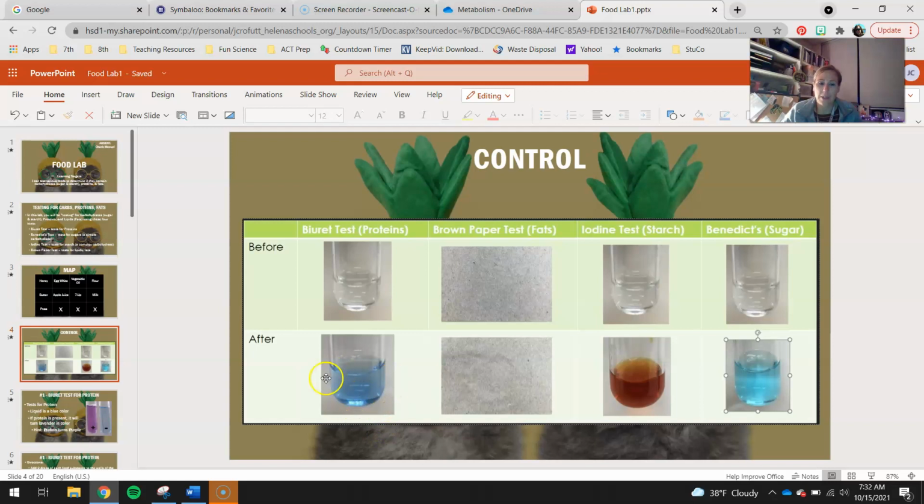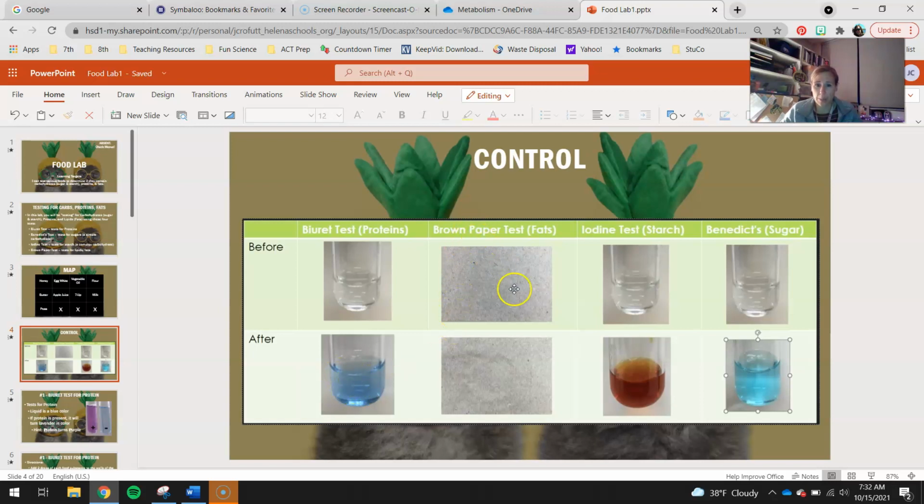And then we've added the Biuret solution in it, which again tests for proteins. Okay, the Biuret solution is naturally this kind of blue color. Notice what a negative test looks like. So if you do not have protein in your sample, it should look somewhat like this.